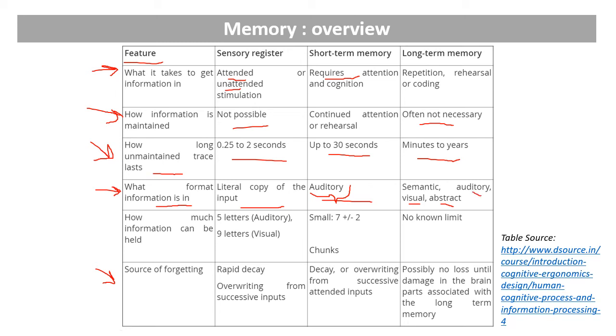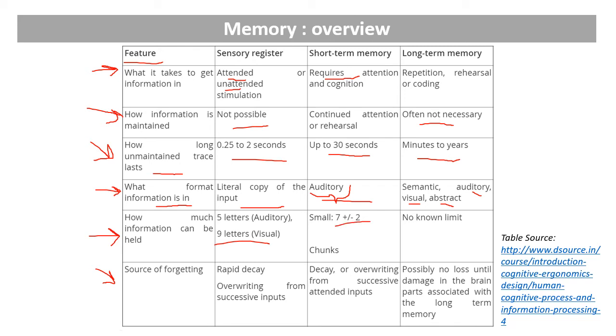And now the thing is, how much information can be held in each of these faculties. For example, the sensory register is very small. I mean, it's instantaneous. So it can be 5 letters in auditory format, 9 letters in visual format. And in short-term memory, there are usually 7 plus or minus 2 chunks. So it is from 5 to 9 chunks of information you can hold in your short-term memory, right?